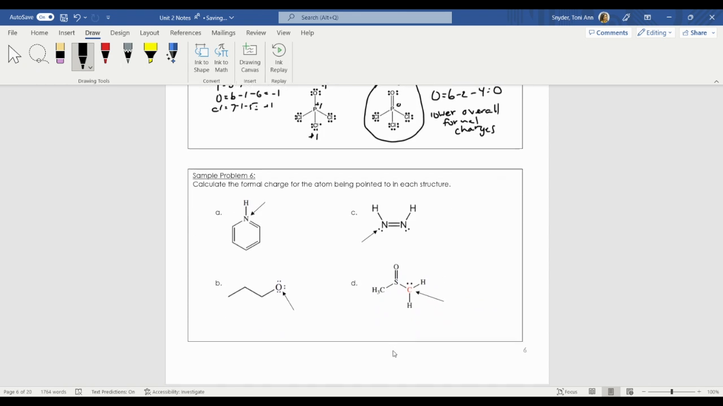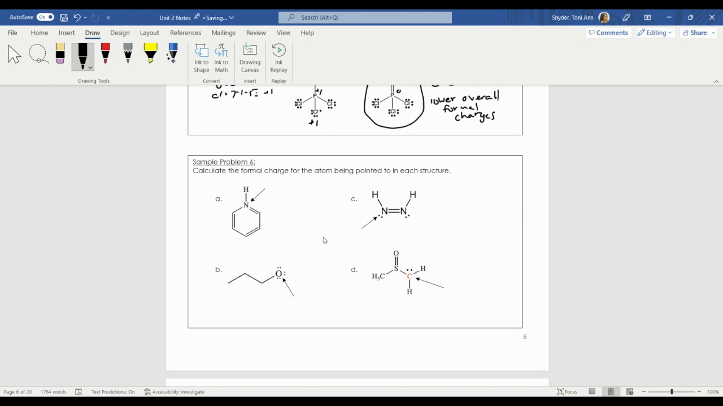Let's use that and just calculate the formal charge for each atom that's being pointed to. So in this case, the nitrogen. Calculate the formal charge here. Nitrogen, we know, has 5 valence electrons. From that, I'm going to subtract how many bonds. So let's get us 1, 2, 3, 4 bonds. And this nitrogen has no lone pairs. So my overall formal charge on that nitrogen is +1.